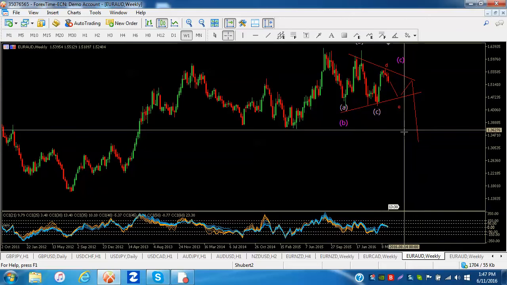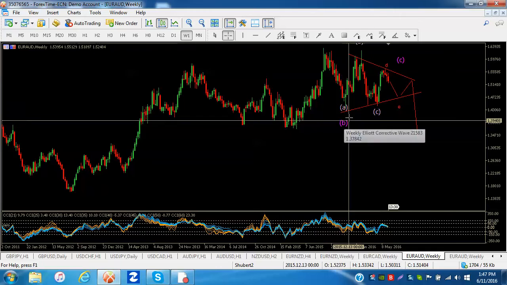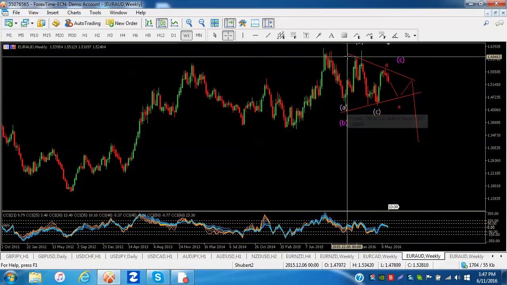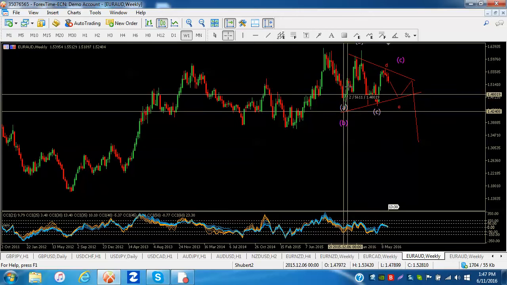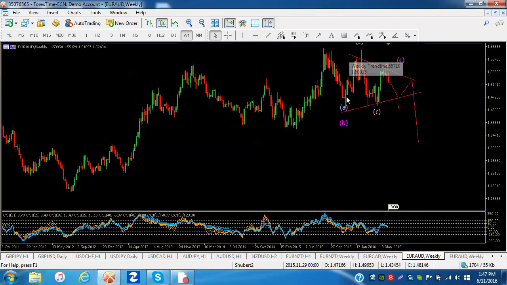And so then you say, okay, well, once it breaks out of here, how far is it going? Well, the general rule of thumb is to measure the distance between the two trend lines here, the widest part of the triangle. And so if we do that, that's 1,852 pips. Okay, so that will be our target once this wave E completes, 1,852 pips.